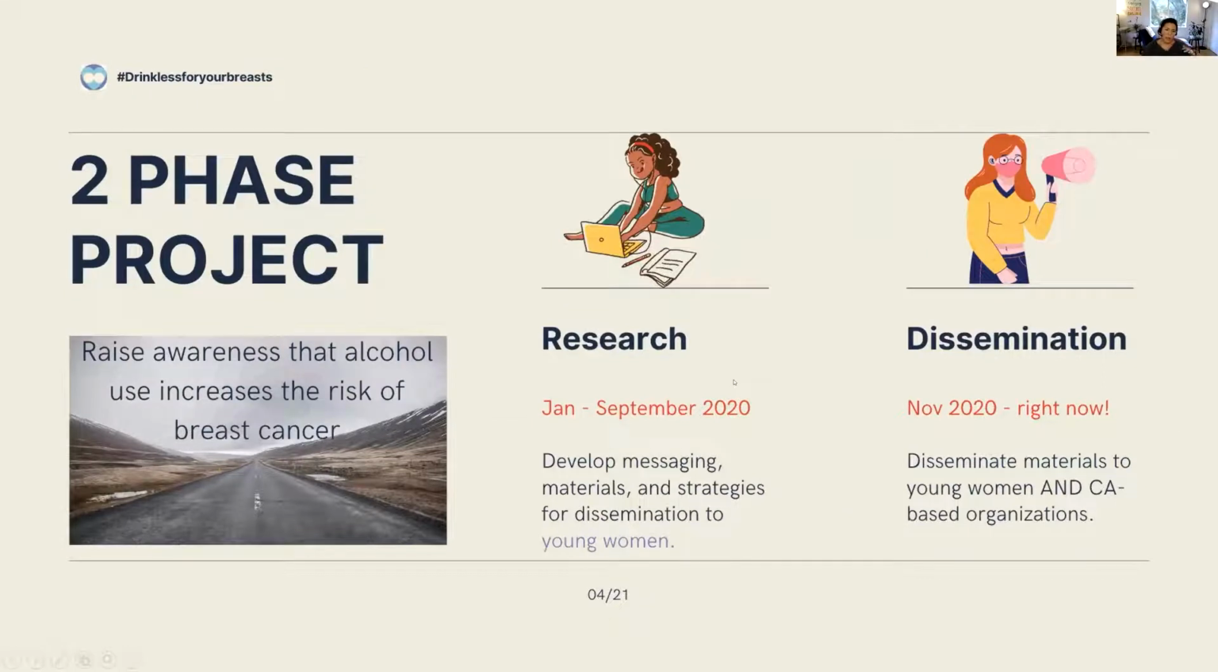So for this project, we had one goal: to raise awareness among young women in California that alcohol is a risk factor for breast cancer. And we did it in 2 phases. We had a research phase and a dissemination phase. The research phase took place last year between January and September, and our dissemination phase began in November of last year and is ongoing right now. And I'm going to talk just about the research phase, and Diane, our next talk, will talk about dissemination, focusing on how we implemented the social media campaign.